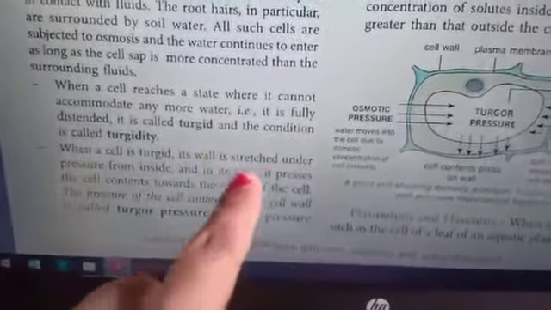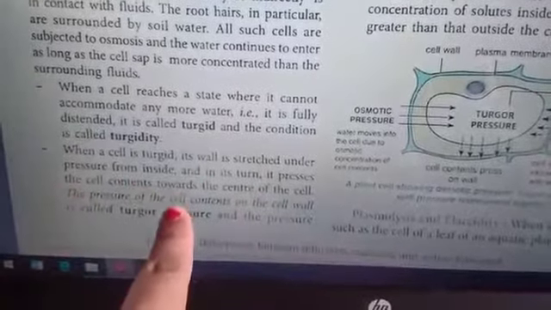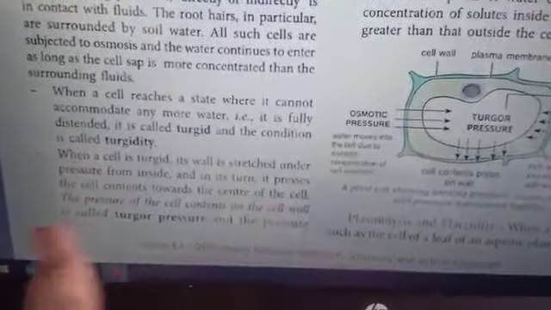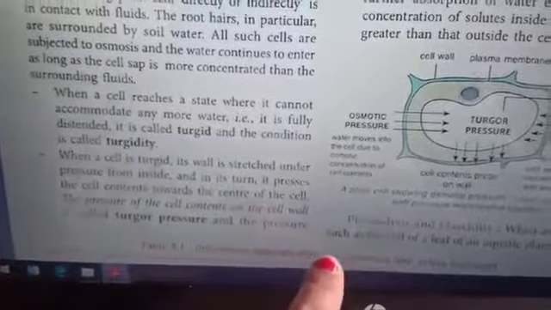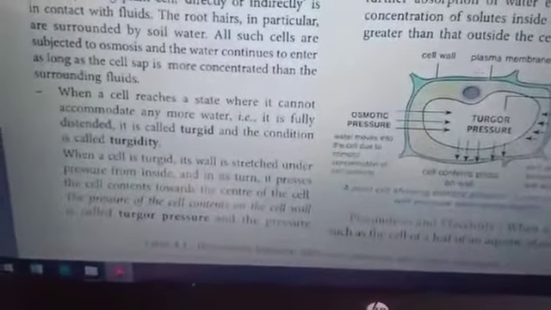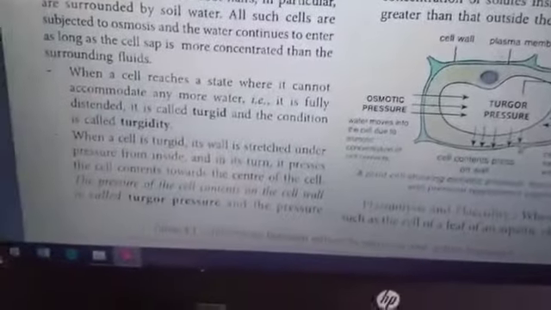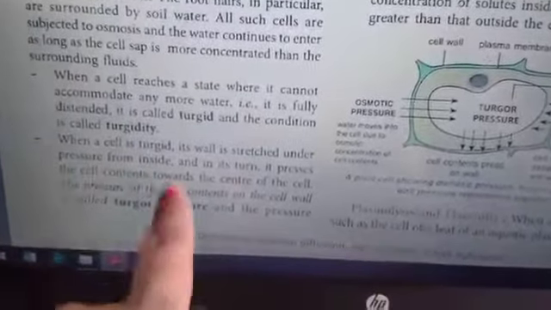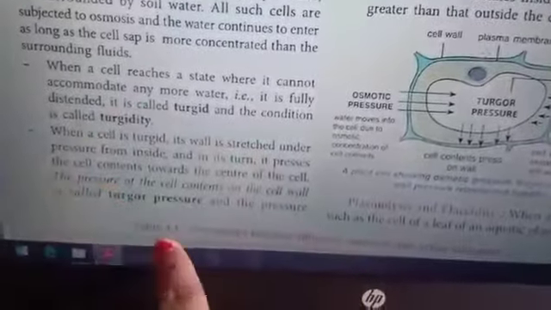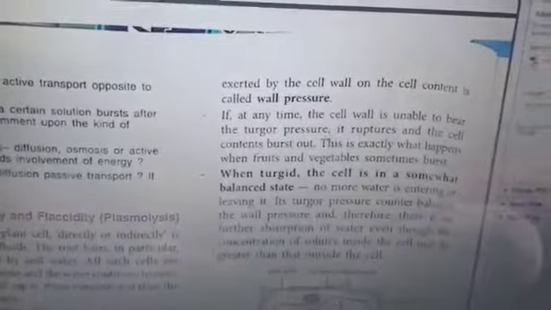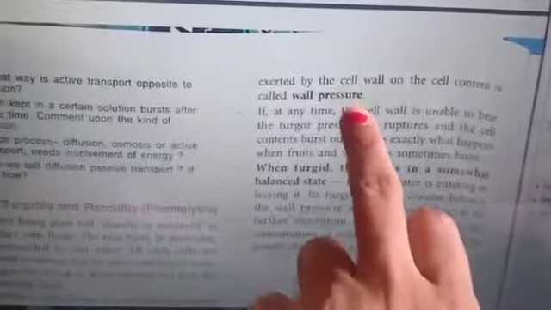When a cell is turgid, its wall is stretched under pressure from inside, and in its turn it presses the cell contents towards the center. The pressure is going from outside to inside, and from inside to outside as well. The pressure of the cell contents on the cell wall is called turgor pressure, and the pressure exerted by the cell wall on the cell contents is called wall pressure.